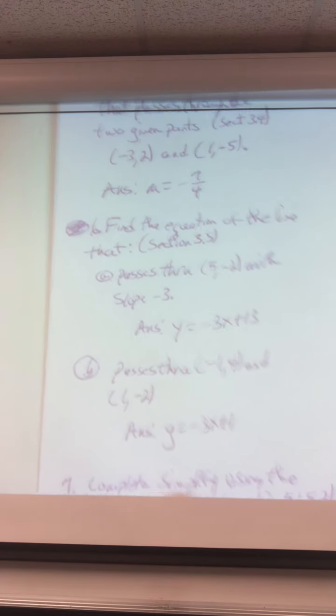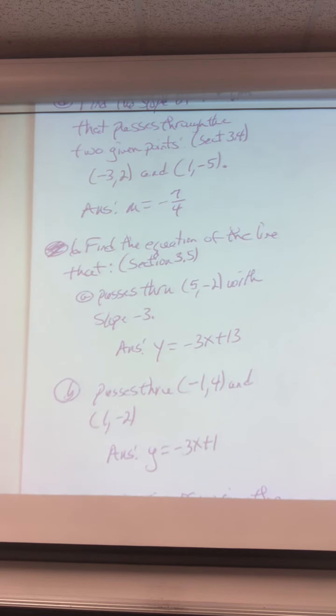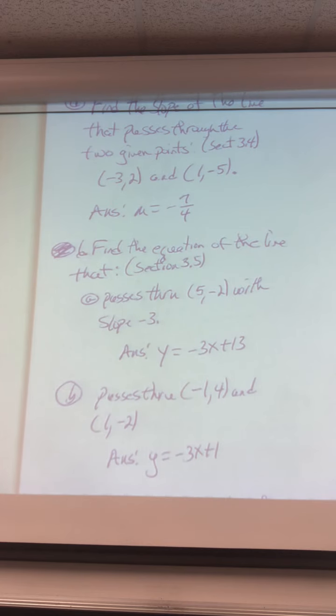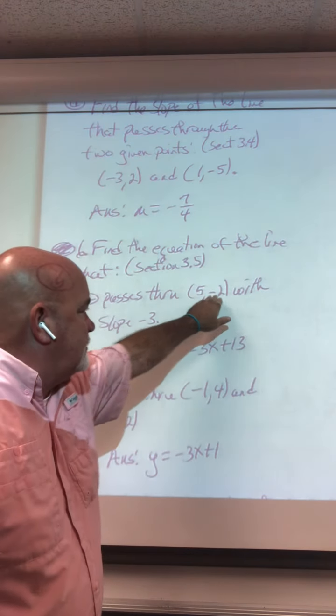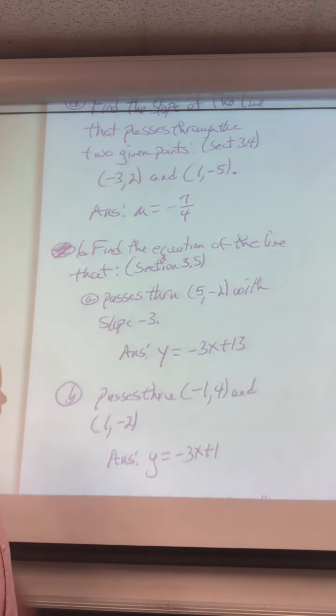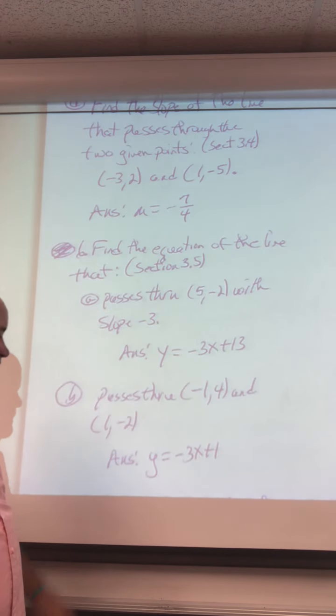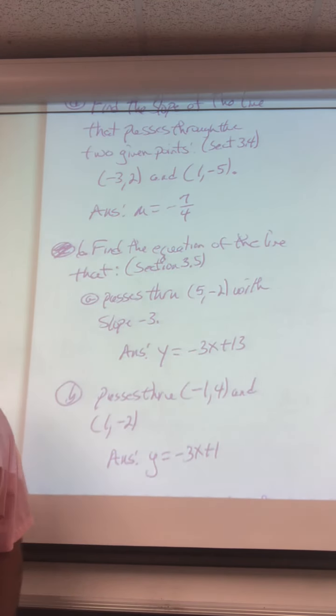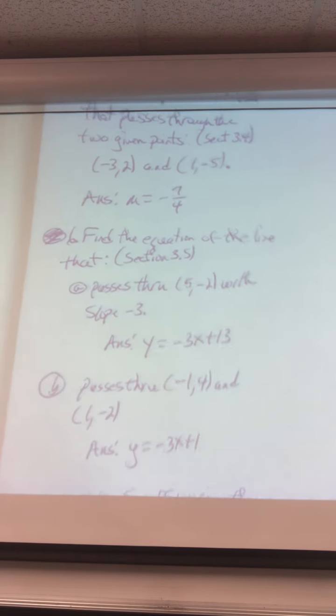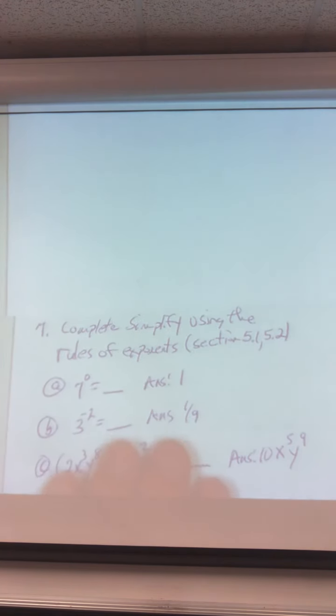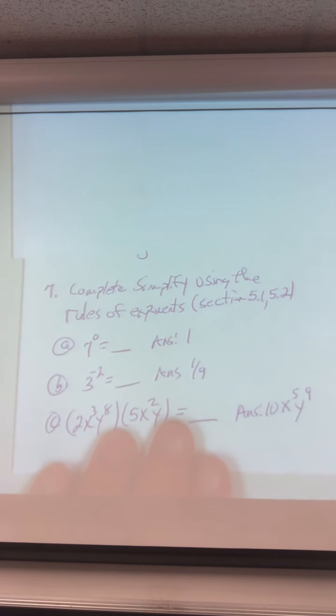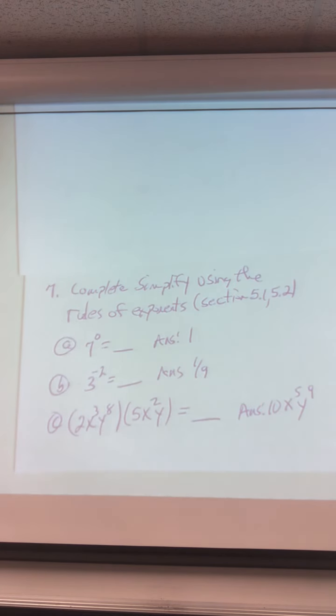These next two problems come from 3.5. It says find the equation of the line that passes through this point and has that slope, or that passes through both of these points. And there's the answer to those two. Okay, and then the rest of the review comes from 5.1 and 5.2. So pause the video here.